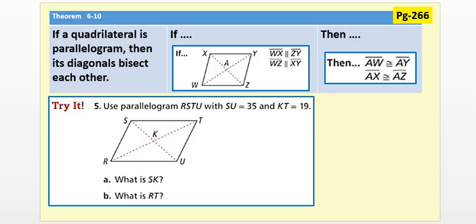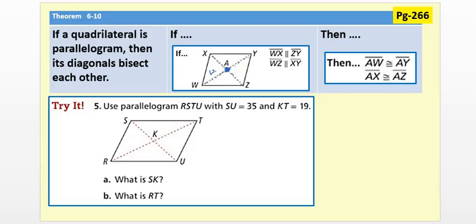Here is the next theorem, theorem 6.10. It says if a quadrilateral is a parallelogram, then the diagonals bisect each other. So if it's a parallelogram, the diagonals will bisect each other, meaning that this point will become the midpoint. Because look at this, this diagonal XZ, and then we have another diagonal WY. They bisect each other, meaning that this will be the midpoint for both the diagonals.